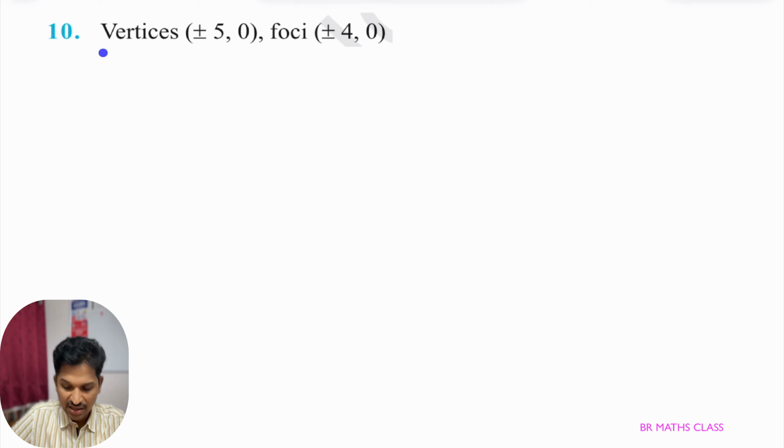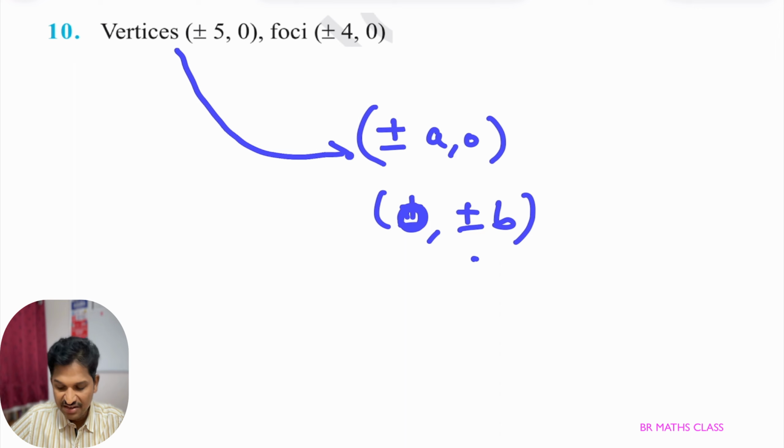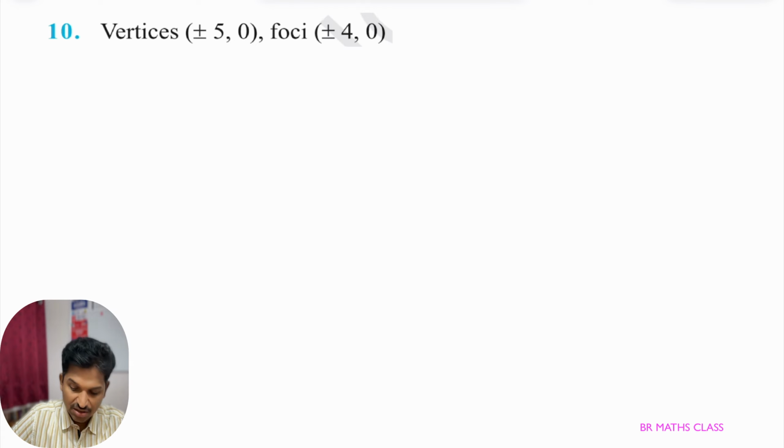So here they given vertices. For vertices, we have two formulas. One is plus or minus a comma 0. For the second type of ellipse, vertices is 0 comma plus or minus b, right? By seeing this, we can easily relate that this vertices is first type, that means standard form of ellipse. So we can easily say this is plus or minus a comma 0. It doesn't start with 0. So we can easily say that the value of a is 5.